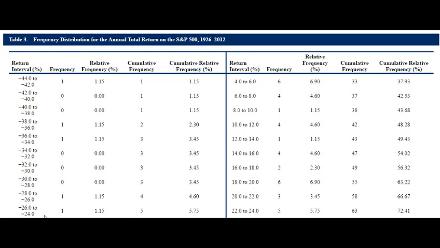If I roll up a little bit further along, you can see negative 26% to negative 24%. At that point, we've had 5 years cumulatively where the annual returns have fallen within that range, from minus 24% all the way down to minus 44%. So the cumulative relative frequency, 5 divided by 87, is going to be 5.75%. And we can see 1 divided by 87 is 1.15%, that's the relative frequency. But we start to add up.